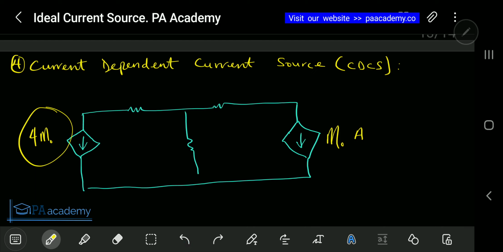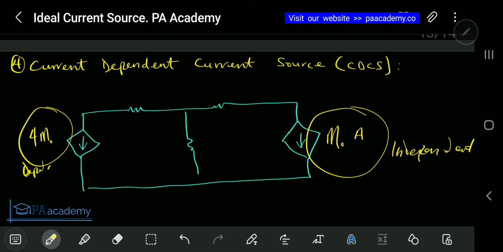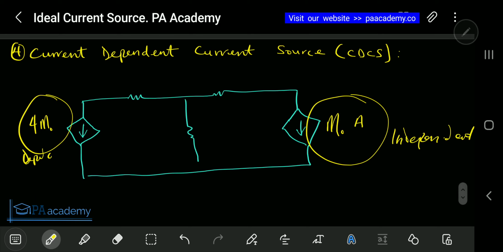Whatever your guess is, this that we are having right here is the independent source, while this is the dependent source. Exactly. So this right here, this 4m naught, the value of this 4m naught actually depends on what? On the value of the m naught you're having here.